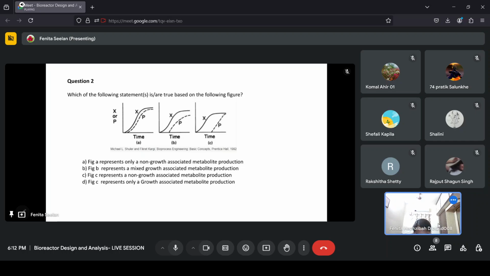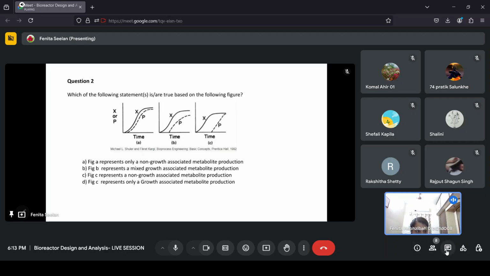Okay. So the options given were, figure A represents only a non-growth associated metabolite production. Figure B represents a mixed growth associated metabolite production. Figure C represents a non-growth associated metabolite production. Figure C represents only a growth associated metabolite production. What would be the answer for this question? There may be one or more correct answers to this question.